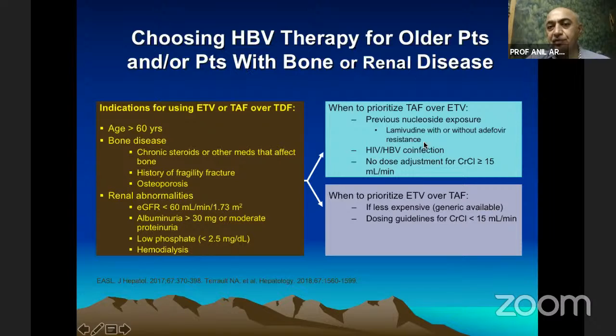So when we are treating patients of hepatitis B, look at 2 factors: age, and presence or absence of bone or renal disease. We prefer TAF over entecavir in patients who have previously been treated with entecavir and who have a co-infection with HIV. In that group, tenofovir is a better drug than entecavir, because entecavir does not have anti-HIV activity.